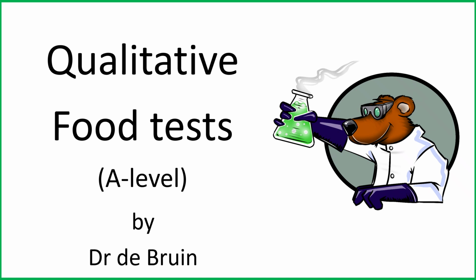This video is a summary of the 4 different nutrient tests that you need to do as part of A-level biology in order to figure out which nutrients are present in a sample of food. In this video, we're only going through the qualitative aspects. There's a separate video in which I cover how to do quantitative analysis involving a colorimeter.